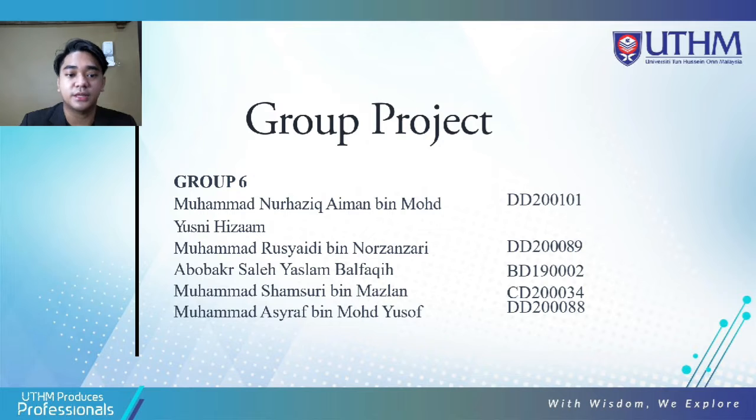The first one is myself, Muhammad Nur Hazi Aiman bin Majni Hizam, with metric number DD200-101. The second member of the group is Muhammad Roshaidi bin Nurzan Zari, with metric number DD2089. The third member of the group is Abu Bakr Saleh Yaslam Balfakir, with metric number BD190002. The fourth member is Muhammad Shamsuri bin Mazlan, with metric number CD2034. And the last member of the group is Muhammad Ashraf bin Yusuf, with metric number DD2088.